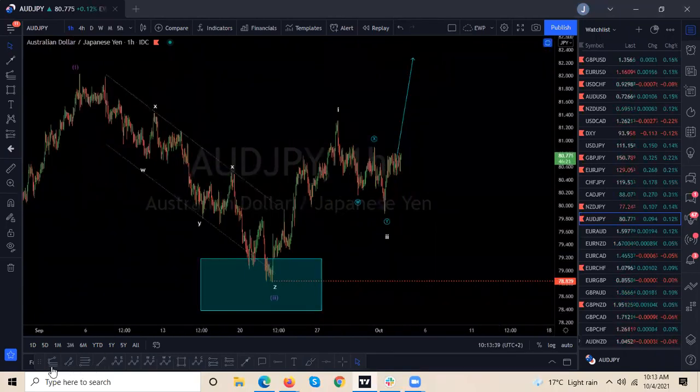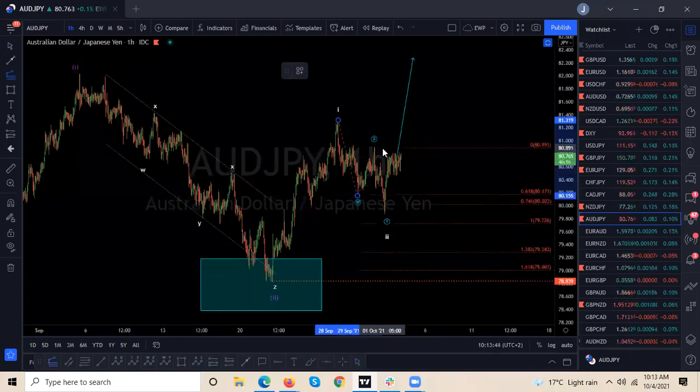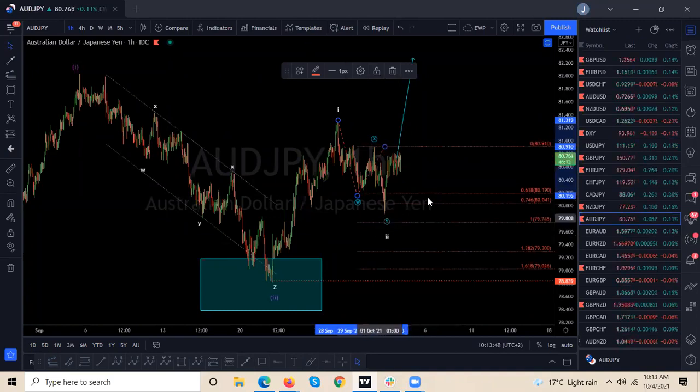We were expecting that we were going to get this one inside the blue box. Unfortunately, this got missed inside the blue box. It did not reach the blue box area here. So it missed by a few points, but I was expecting to go long from around this area here. This is the area where I was expecting to go long.